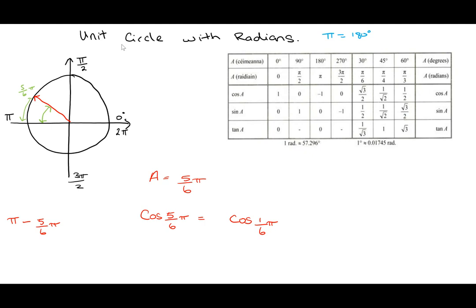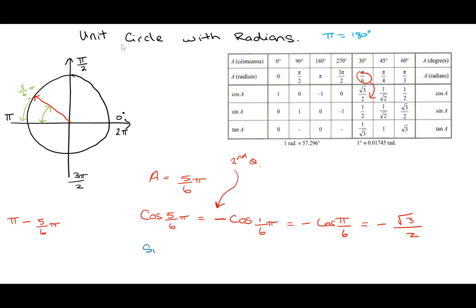Now remember, you have to think cos in this section is negative. So cos of 5 over 6 pi is actually the same as minus, because it's in the second quadrant. So then I go up here, 1 over 6 pi, that's the same as cos pi over 6. Go to pi over 6, go to cos, and that is minus root 3 over 2. Okay, let's look at one more here.